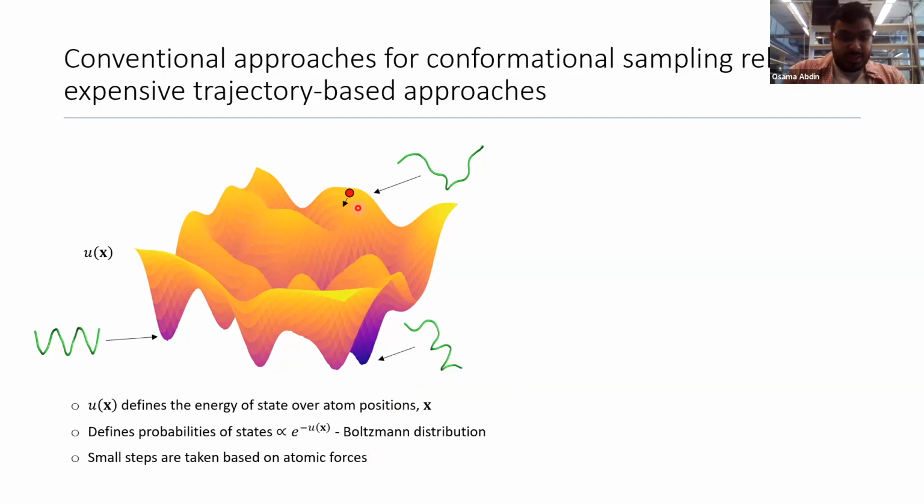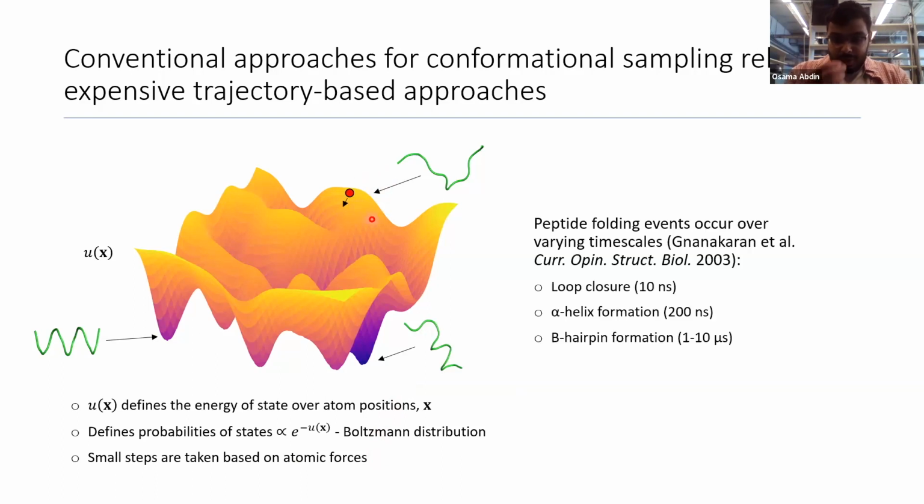Now, this process is extremely computationally expensive, and these methods are susceptible to getting stuck in local minima. And this is further exacerbated by the fact that even for peptides, certain transitions and folding patterns occur over long molecular timescales. For example, beta hairpin formation can take up to 10 microseconds to occur, and simulating that type of time scale can take on the order of days depending on the hardware being used.